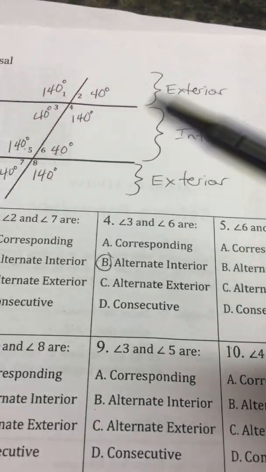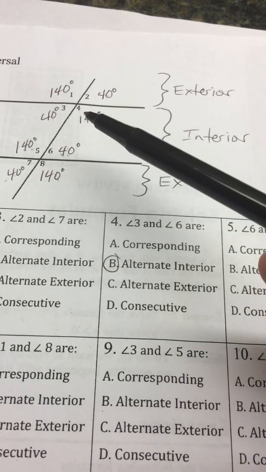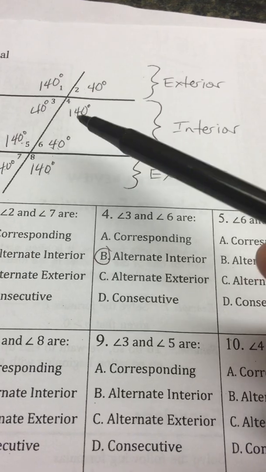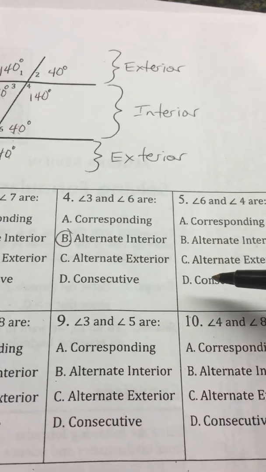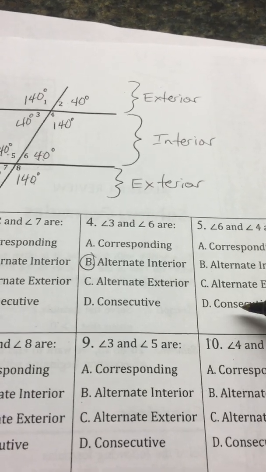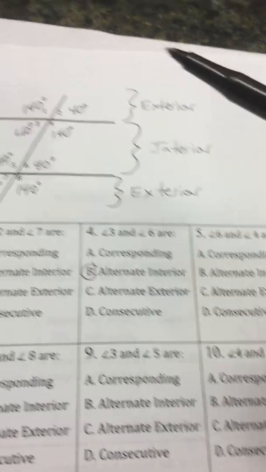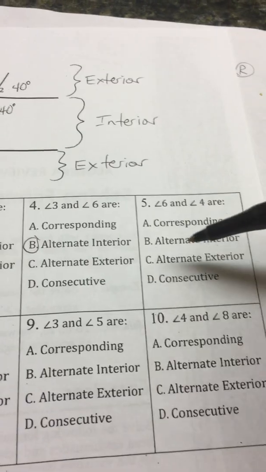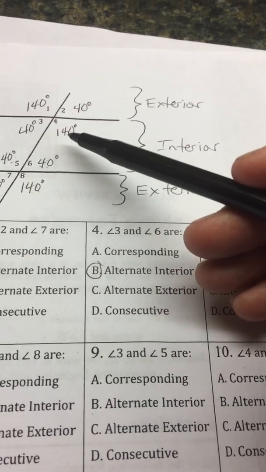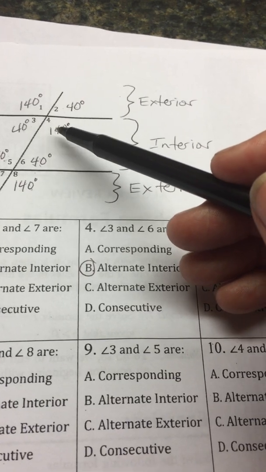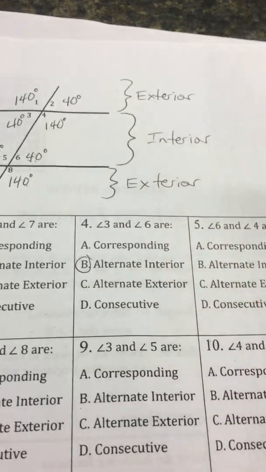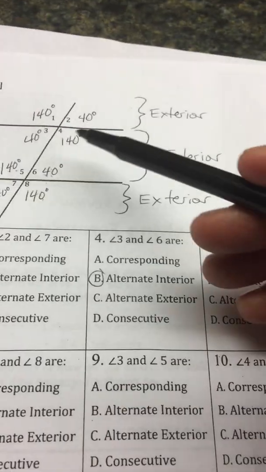Number 5 is 6 and 4. So here is 6 and here is 4. Are they both interior angles? Yes. But they're not alternate. They're not corresponding. They're not consecutive. I'm not sure what they mean by consecutive because to me those are not consecutive angles. So I'm going to say, just because there's no other option, they are definitely not corresponding. This is lower right and this is lower right. They're not corresponding because that would be 4 and 8. We don't have 4 and 8. This is 6 and 4.